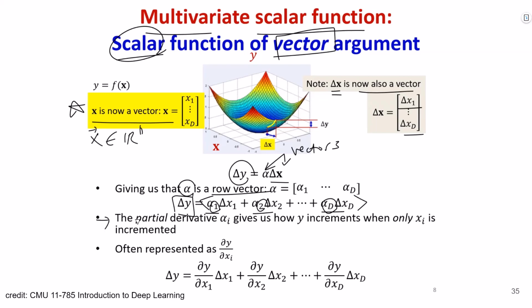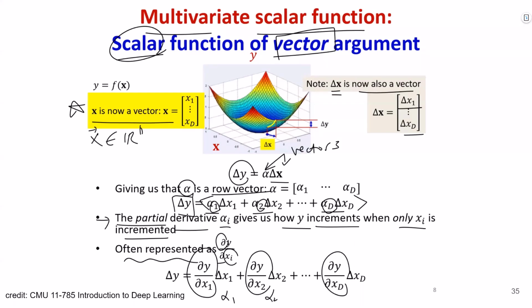And this statement states that the partial derivative alpha sub i gives us how y increments when only x_i is incrementing. And we saw this in the numerical gradient calculation session in the previous video. And this one is represented as the partial derivative of y with respect to x_i. This one is alpha 1, this one alpha 2, this one alpha d.